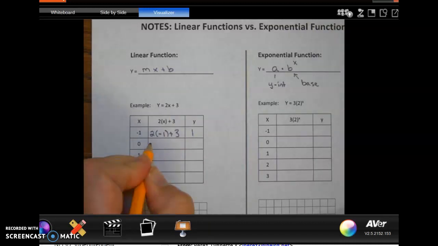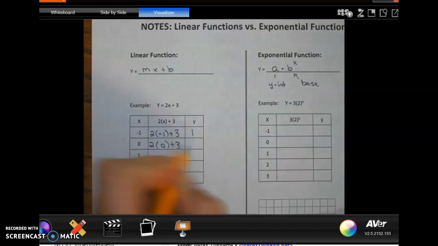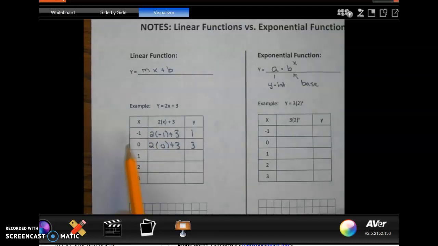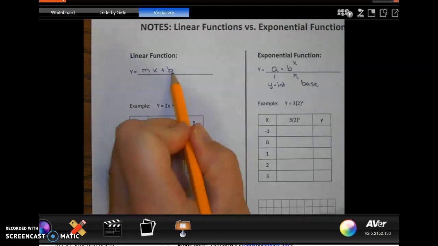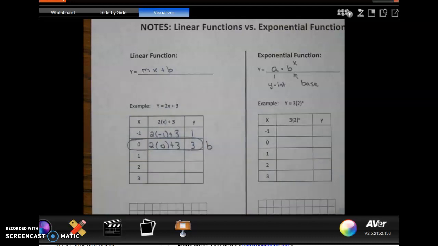Plugging in 0, we get out 3. So since this goes with 0, this is going to be our y-intercept, our b value. Okay, so plugging in 1, we get 5 out. So at this point, we can kind of start seeing the pattern. As long as, like I said, these are consecutive numbers, we can start finding the slope.